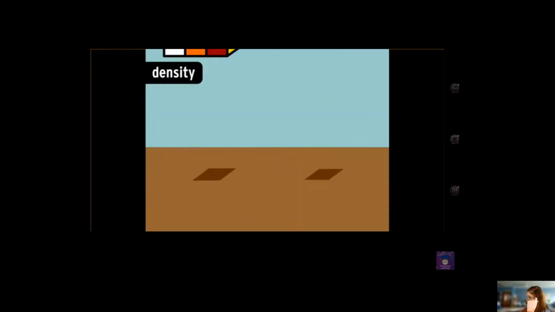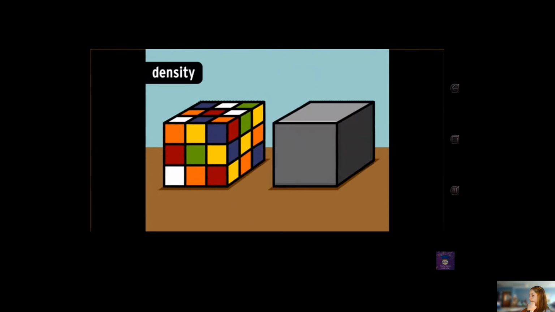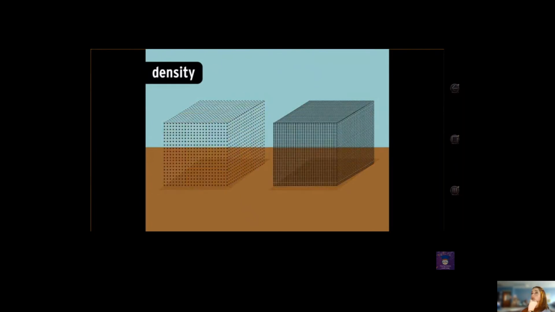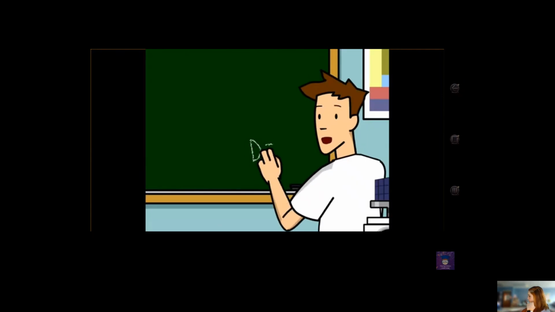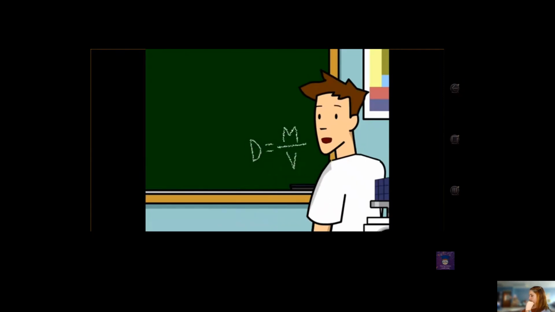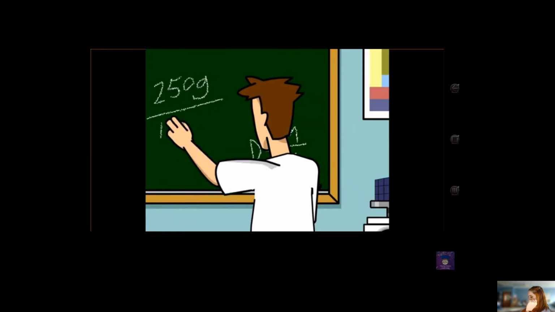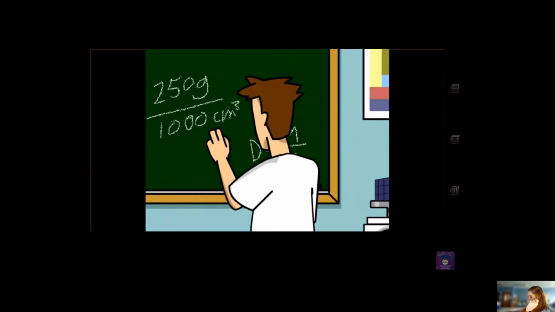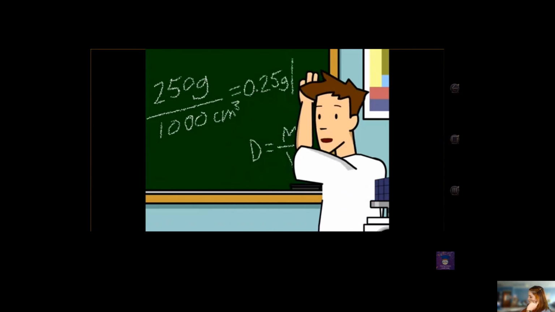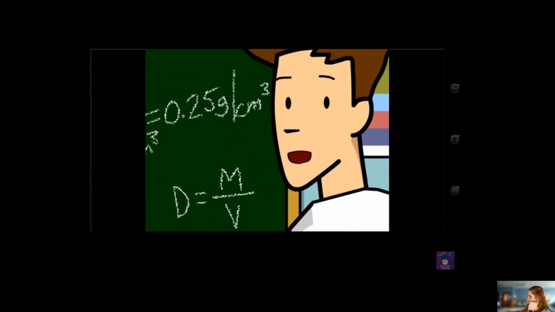Density. Density measures how heavy something is for its size. Are its atoms packed close together or far apart? We can calculate density by dividing an object's mass by its volume. Let's see, the mass was 250 grams, and the volume was 1,000 cubic centimeters. 250 over 1,000 is 0.25. So the density of this cube is 0.25 grams per cubic centimeter.